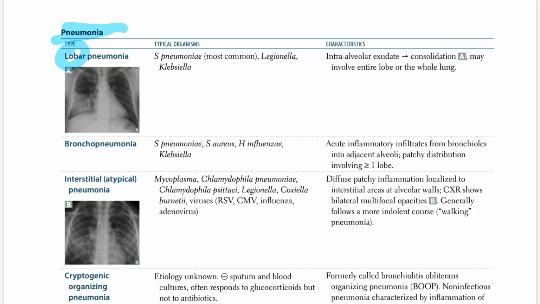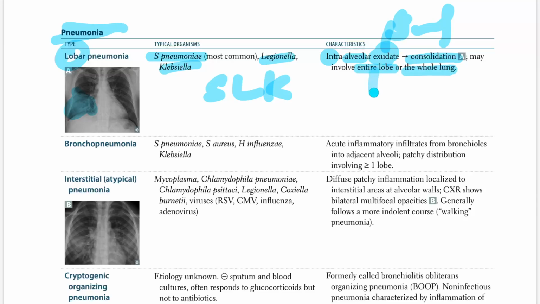In lobar pneumonia, meaning one lobe is just out, it is most commonly caused by Strep pneumoniae. That's easy, right? Strep pneumoniae, lobar pneumonia, easy. Legionella, Klebsiella. So Strep pneumoniae, Legionella, Klebsiella. What is the characteristic of lobar pneumonia? It's intra-alveolar exudate. Remember what we talked about with exudate? That's just inflammation, and everything would be increased in the Light's criteria, and that would cause consolidation, which is picture A, and may involve the entire lobe or the whole lung. So a full lobe or the whole lung.